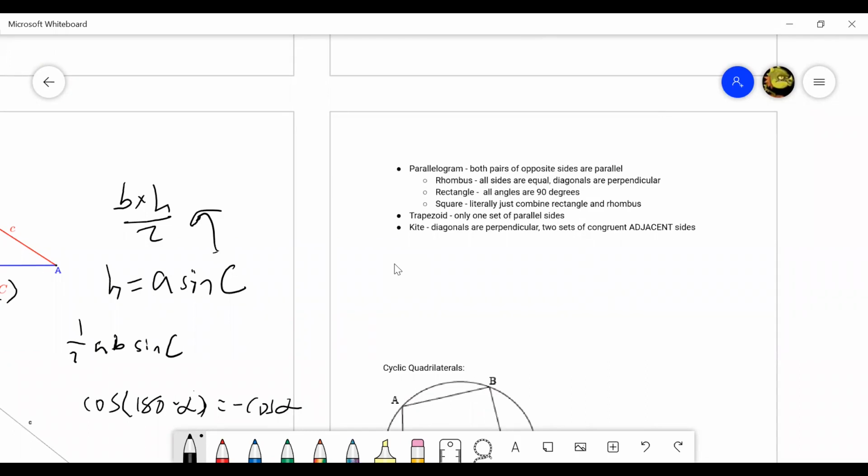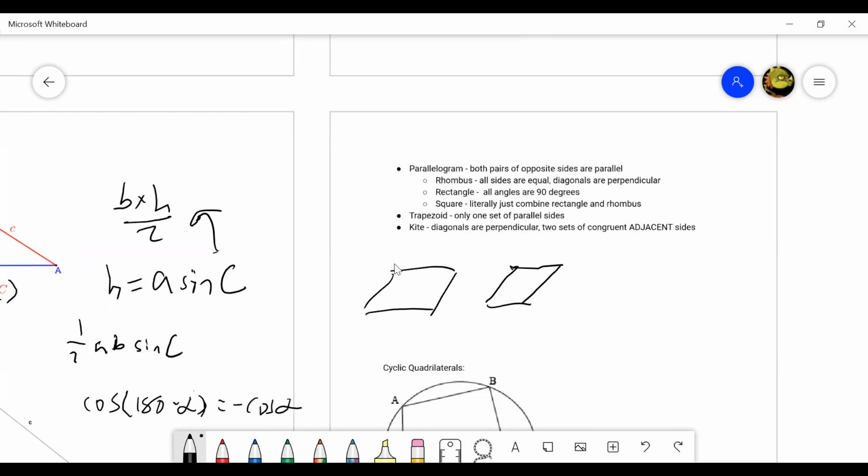And a rhombus is a parallelogram where all sides are equal. So a parallelogram would be like this. A rhombus would look similar, it's just all sides are the same. So it's a parallelogram with equal sides. And a rectangle and a square, I'm sure everyone knows what those are.